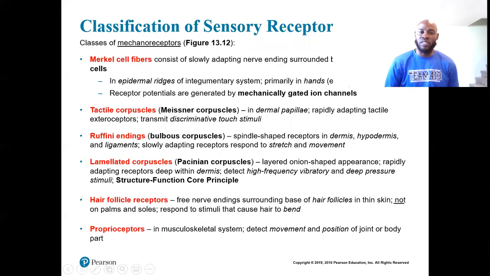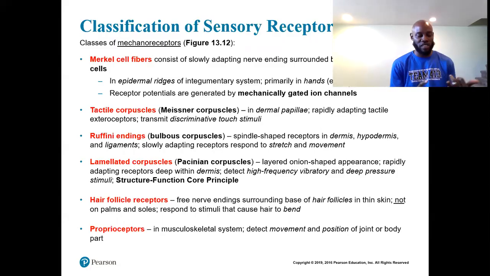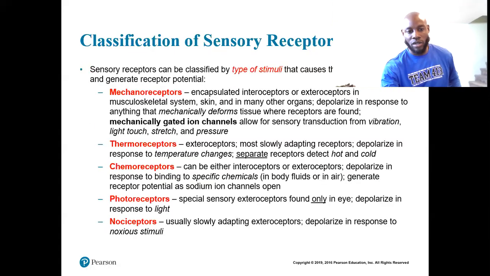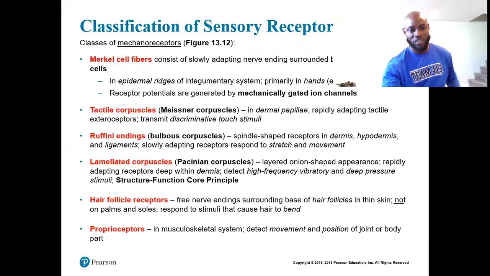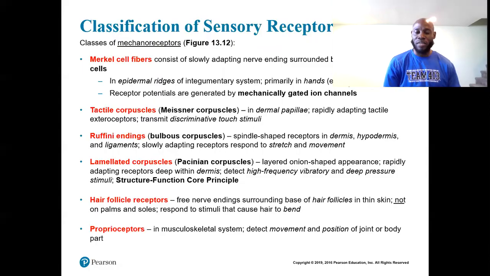This is specifically classes of mechanoreceptors. Mechanoreceptors respond mechanically to pressure, touch, stretch, vibration. So different types of mechanoreceptors can respond in different ways. You have the Merkel cell fibers. Remember those? We talked about those when we talked about the integumentary system, in your epidermal ridges. Remember the epidermis, the upper layer of your skin, fingertips, Merkel cell fibers.